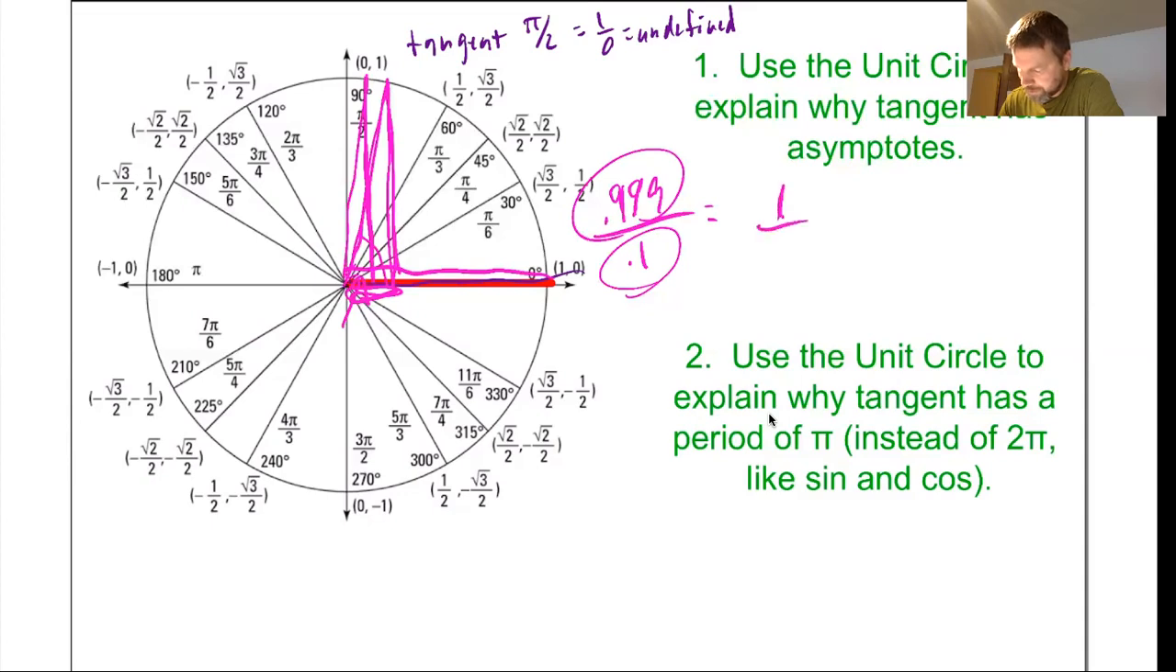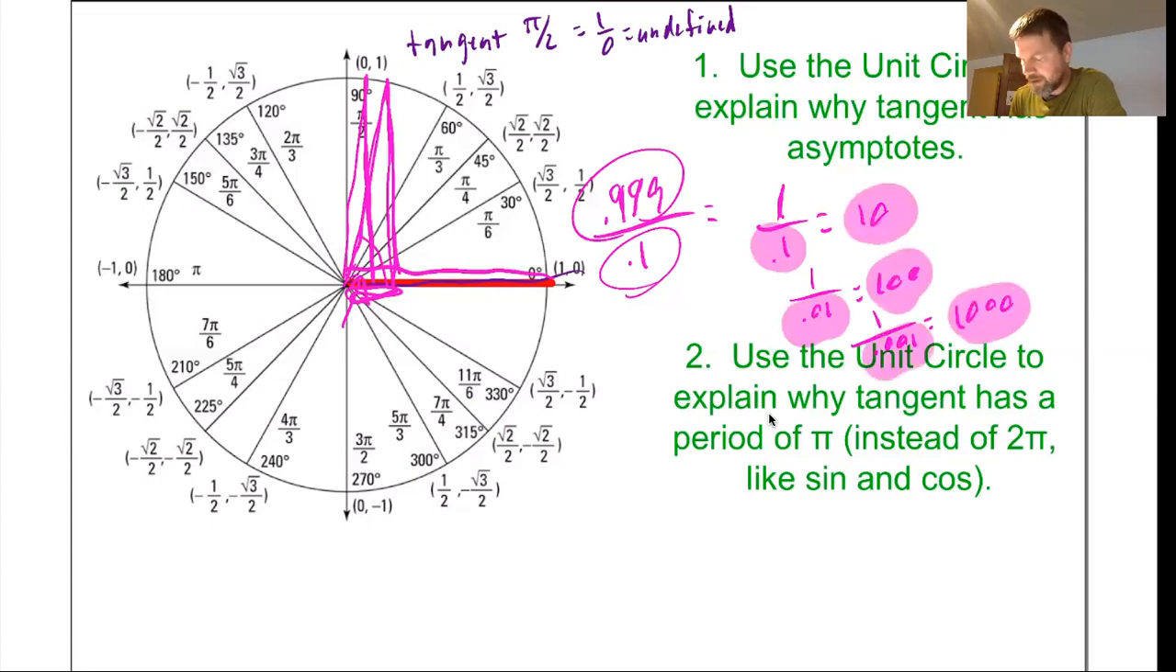Now, one way to see that is if I take something like, let's just put a 1. If I divide 1 by 0.1, that's 10. Divide 1 by 0.01, that's 100. Divide 1 by 0.001, that's 1,000. And we can hopefully see that the closer my denominator gets to 0, the bigger my value gets.